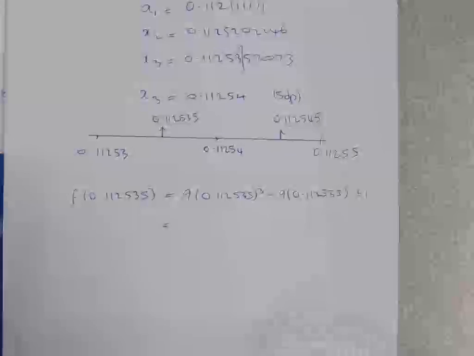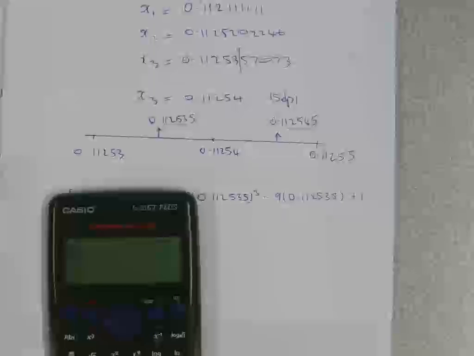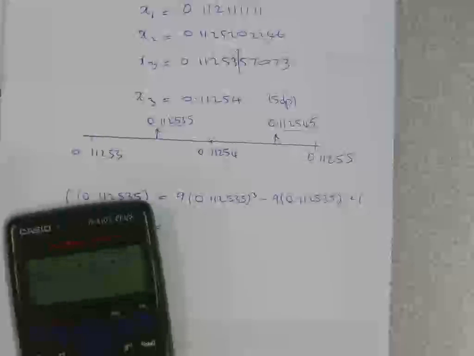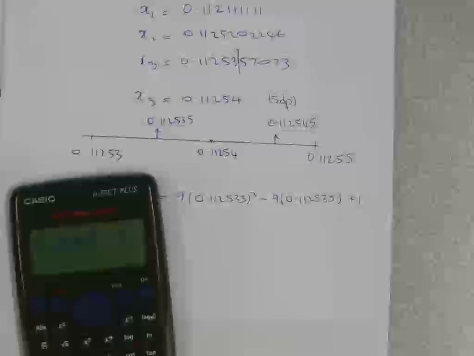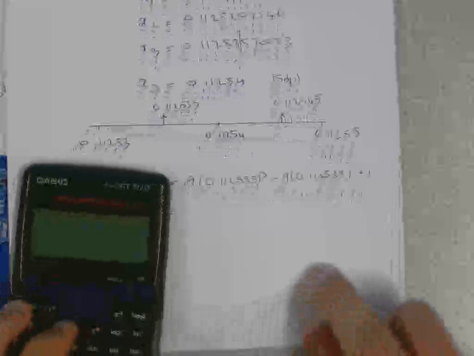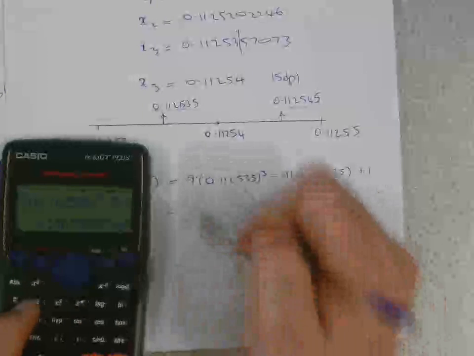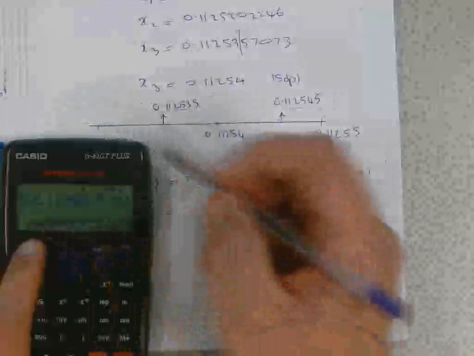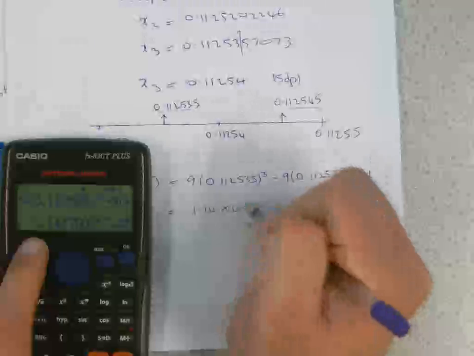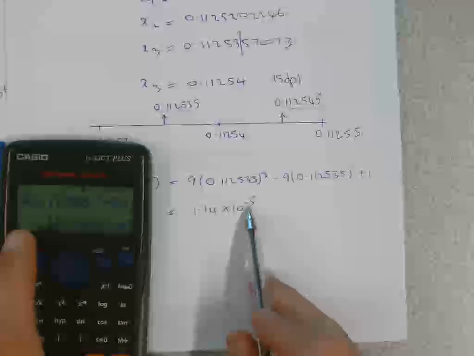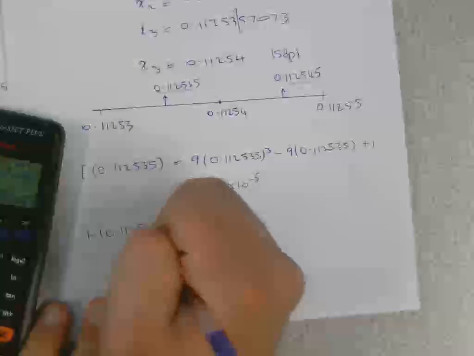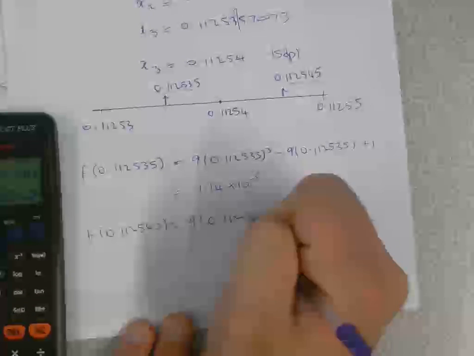So if I work that out, that's cubed minus 9 plus 1. There you can see I've got my answer in standard form, but it's positive, because there's no negative there. So it's 1.14 times 10 to the power minus 5. In standard form, a negative power means it's a really, really small number, but it's positive. If I try then the next one, 0.112545, of course you need to write what you're writing in your calculator.